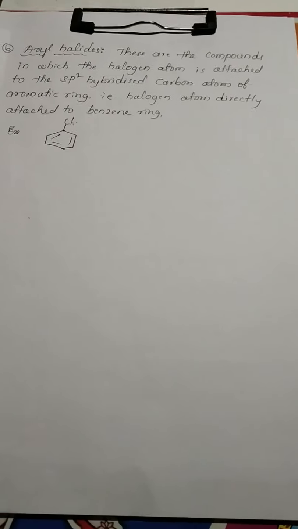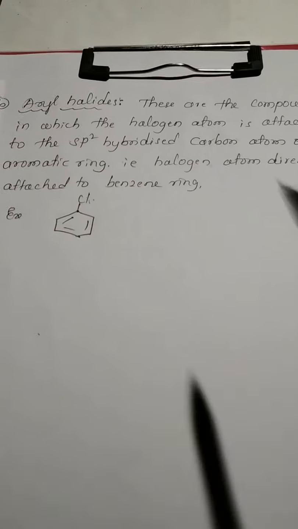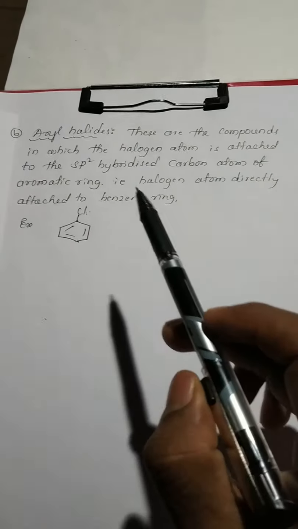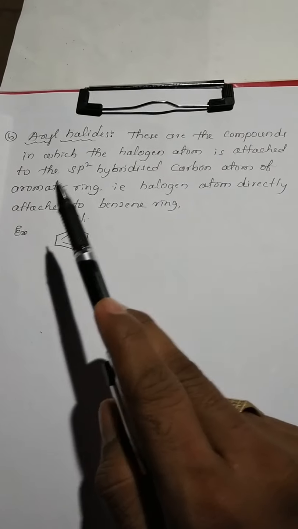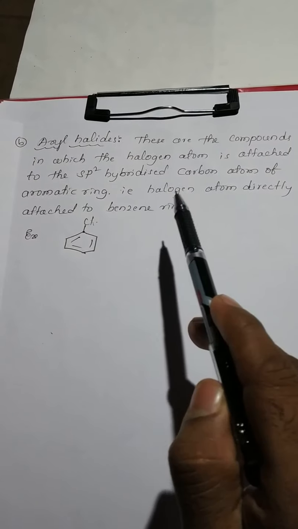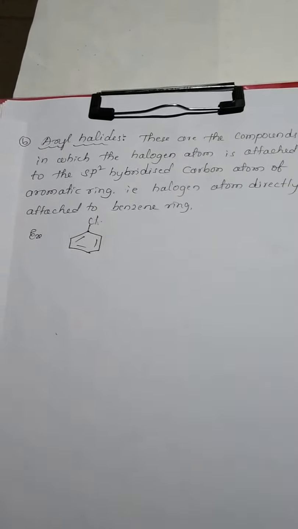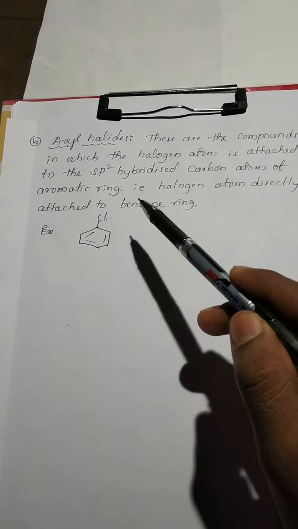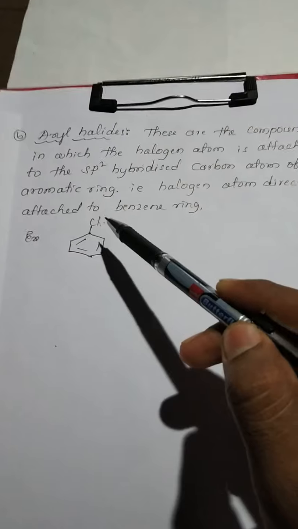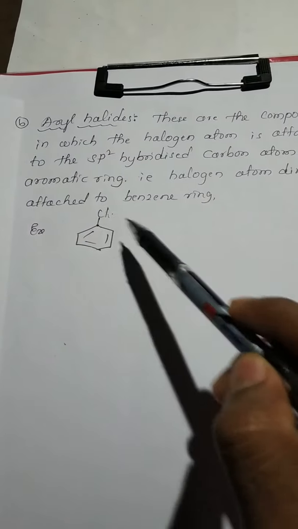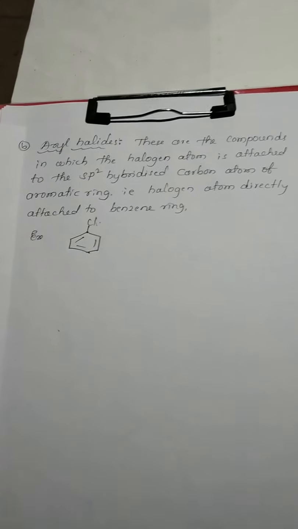Okay. Another classification in that is aryl halides. Aryl halides are the compounds in which the halogen atom is attached to the sp2 hybridized carbon atom of an aromatic ring. That is, the halogen atom is directly attached to the benzene ring. That is called aryl halide. Just see here, the halogen atom is directly attached to the benzene ring. It is called aryl halide.